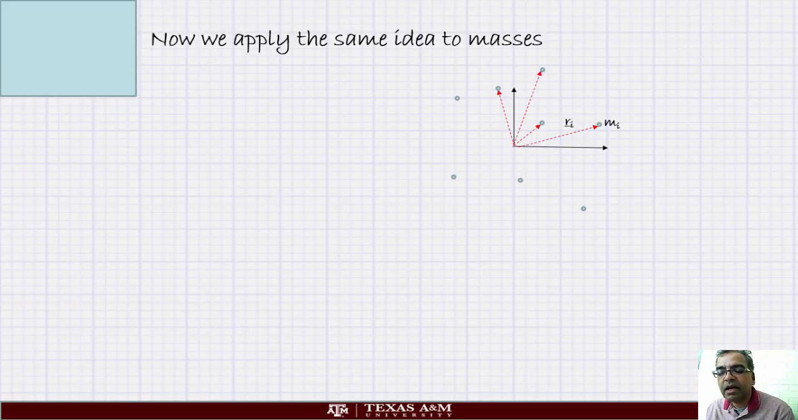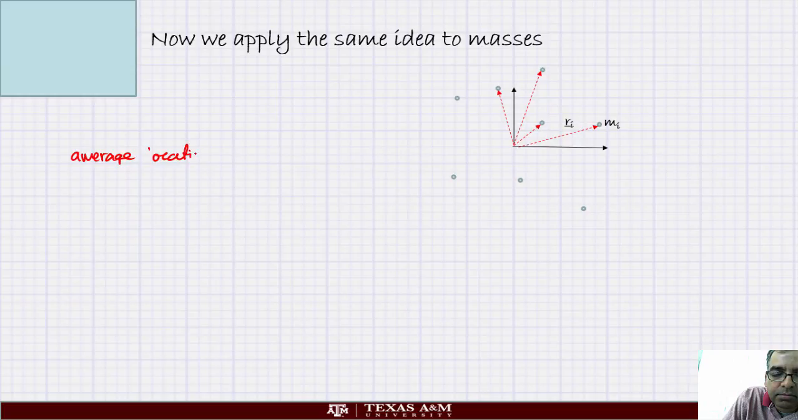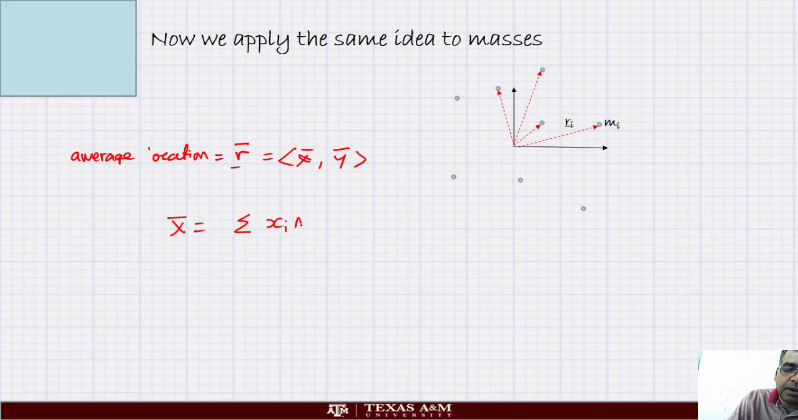So there are the points, and the position vector of any of the points is Ri, and what we are going to do is compute the average location, which is called R bar. This has two components in two dimensions, which are x bar and y bar. We put the bar on quantities to represent average, and our idea is very simple. X bar is summation xi mi divided by summation of all the masses. It's a fairly simple idea, right?